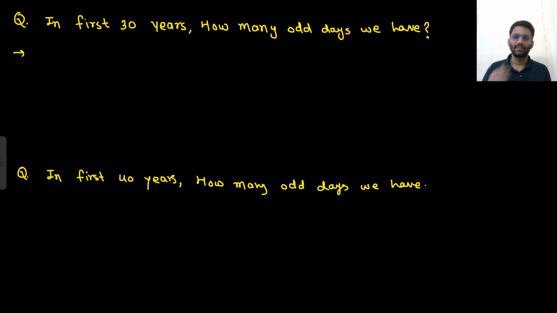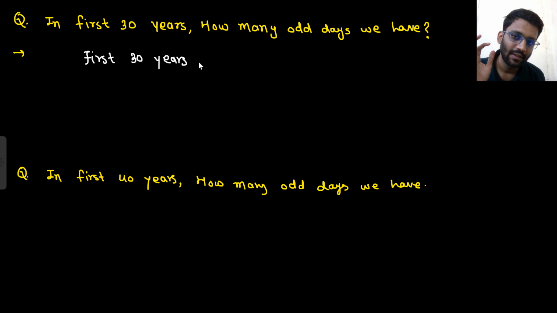Now let's see some questions. In the first 30 years, how many odd days will we have? This question will not come in the examination because this odd days term is not that famous. What will come in the examination, we will see later on. But this is just to build the concept. First, our target is to find how many leap years and how many non-leap years there are in the first 30 years.